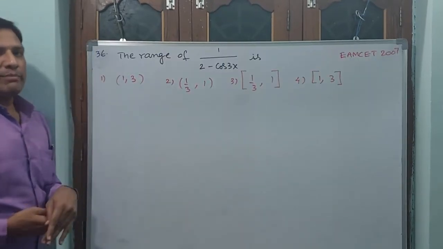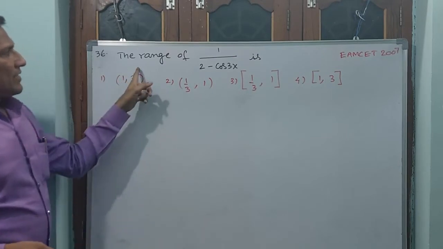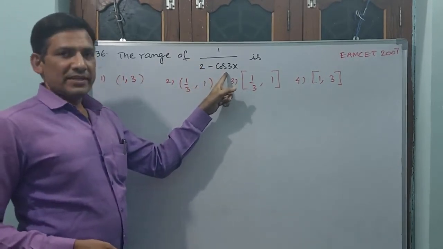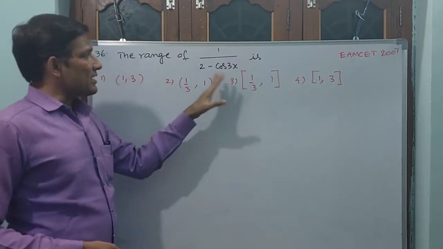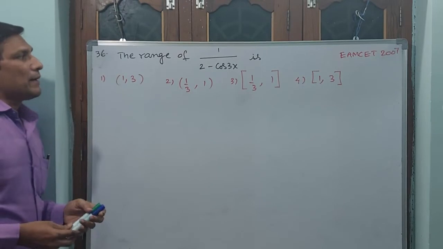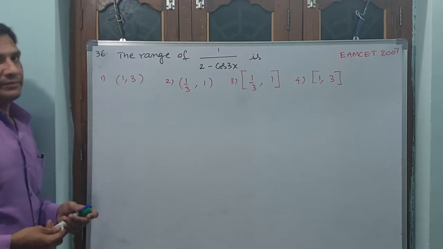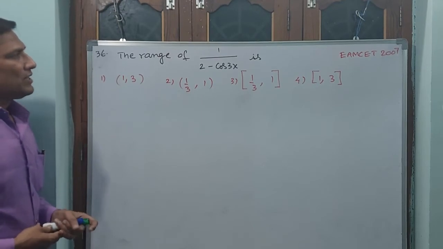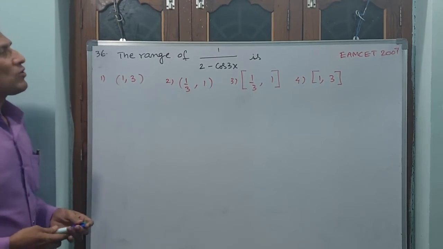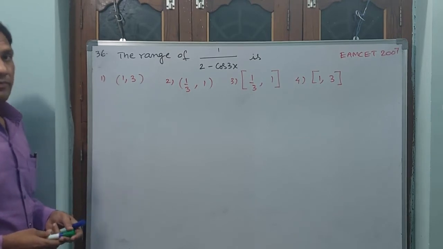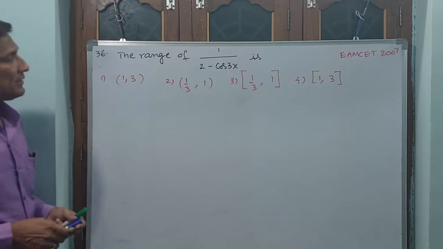See question number 36. The range of 1 divided by 2 minus 3 cos 3x is. See, here they are asking range. They are not asking domain. They are asking range. See what will be the range and how you are going to find this.